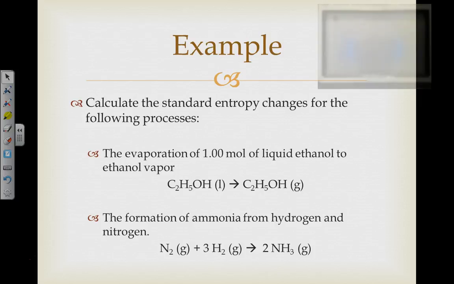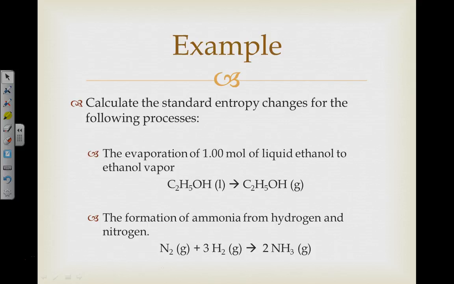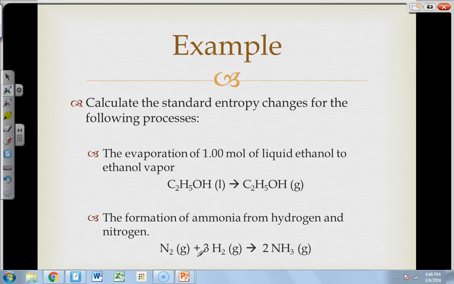Now for the second one, let me get rid of my calculator here. For the second sample, we have the formation of ammonia. This isn't a formation reaction, it's just N2 plus H2. Again, we can predict the sign. How many moles of gas are on the reactant side? There's 4. How many are on the product side? 2. So which side is more random? The reactant side has way more moles of gas than the product side.